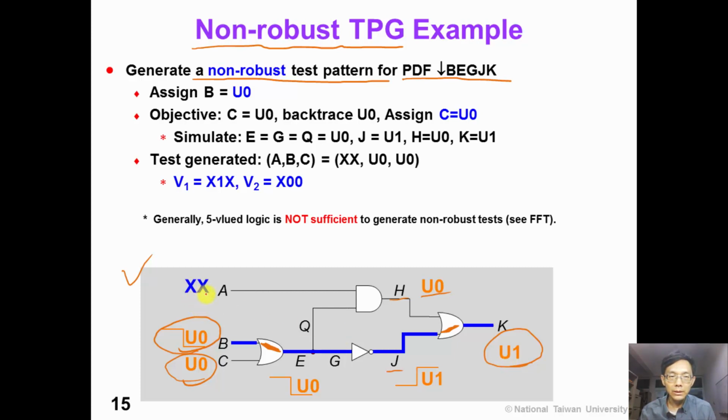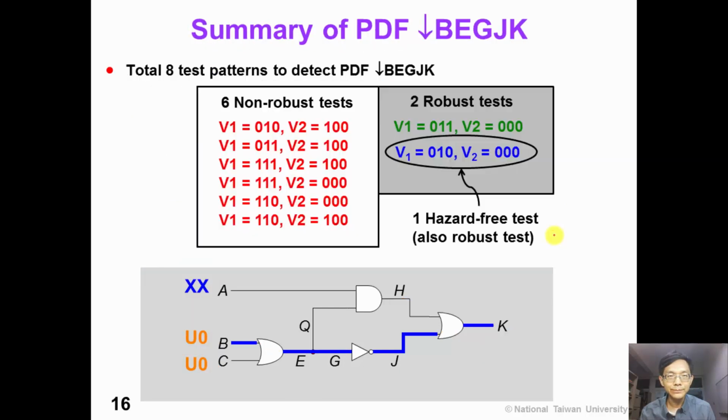The pattern is double X, U0, and U0. That means in the first test pattern, we have unknown, 1, unknown. In the second pattern, it is still unknown, 0, 0. This is a non-robust test for this path delay fault. Please note that, generally speaking, 5-value logic is not sufficient to generate non-robust delay tests. Please see our FFT for more details.